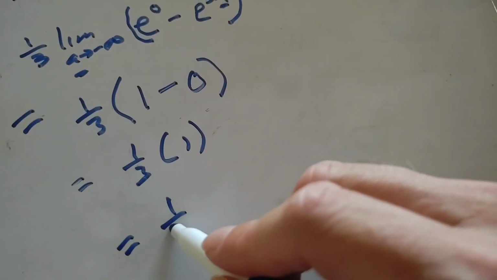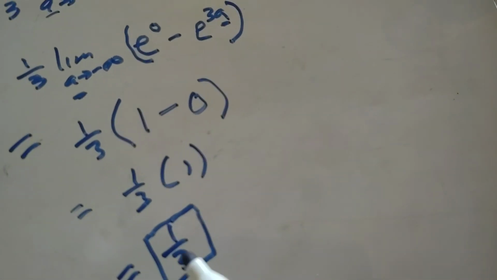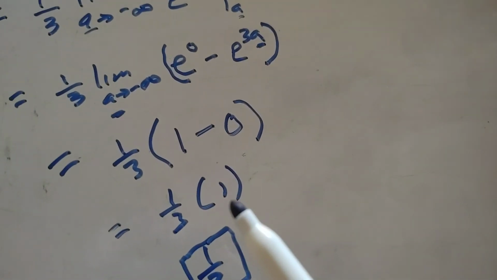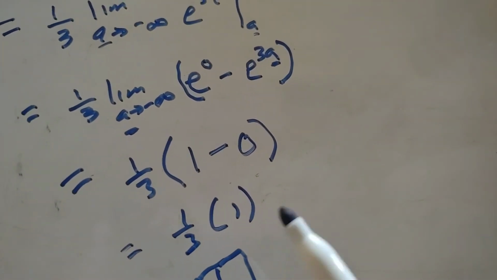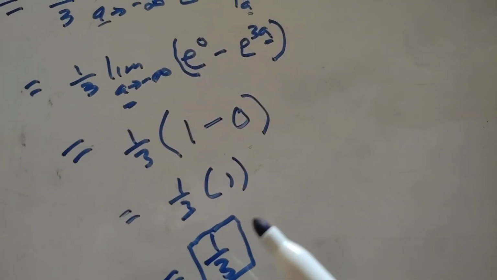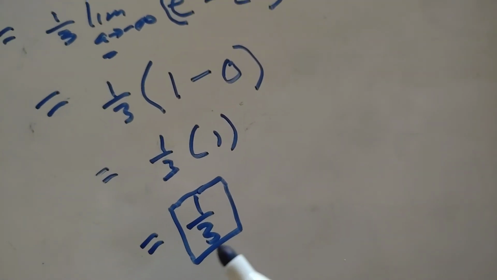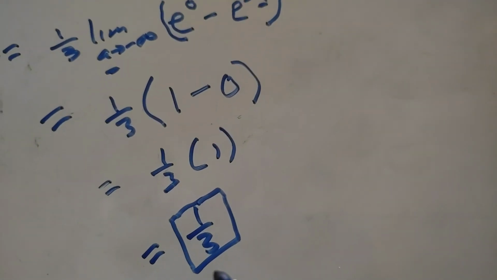So this limit converges. It converges to this real number of 1/3. Sometimes, like if you look at the notes again on Learn, you're going to see an example where the limit diverges because you get infinity or negative infinity for an answer. But in this case, because we have a real number answer, we say the limit converges to 1/3.